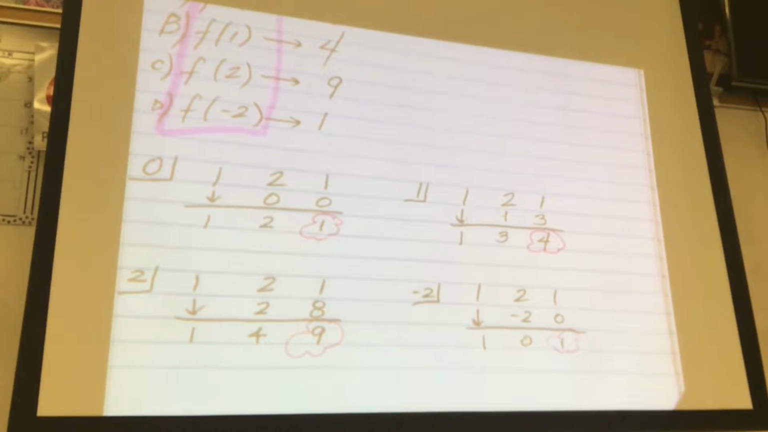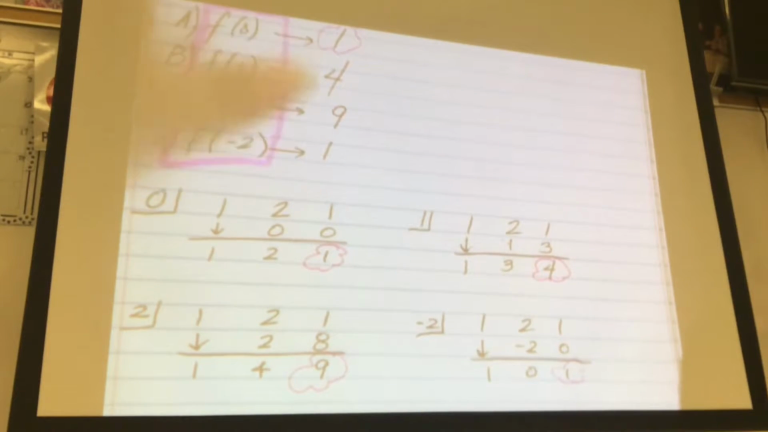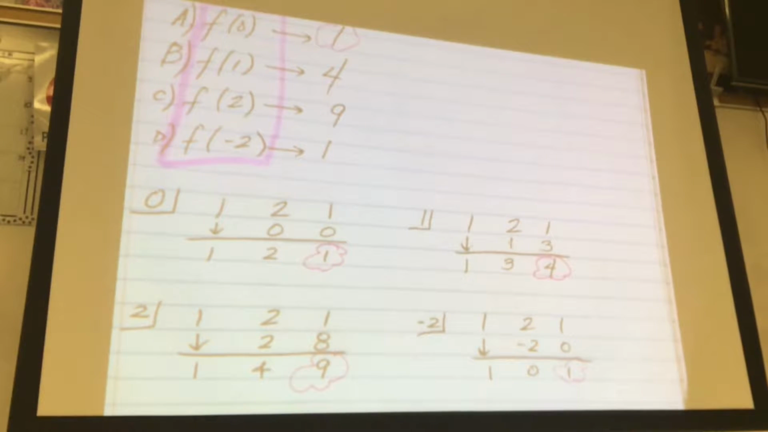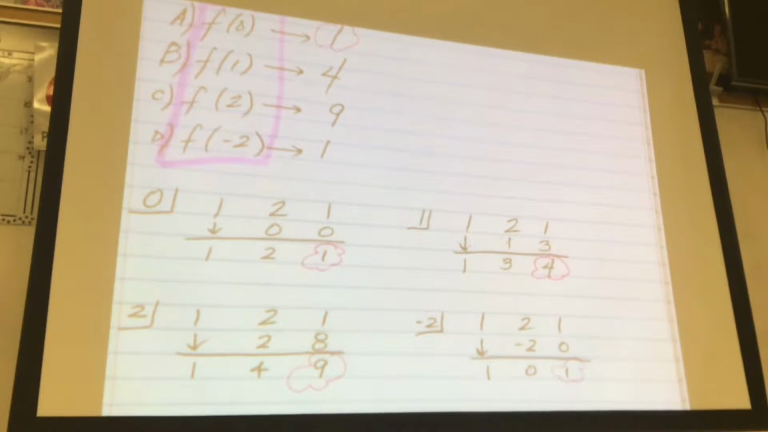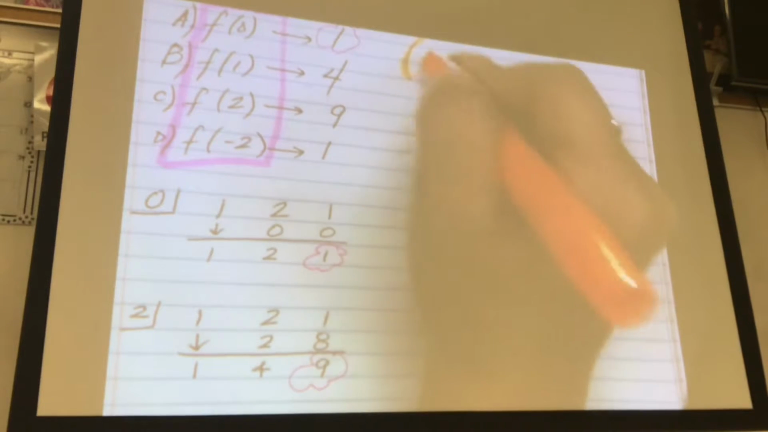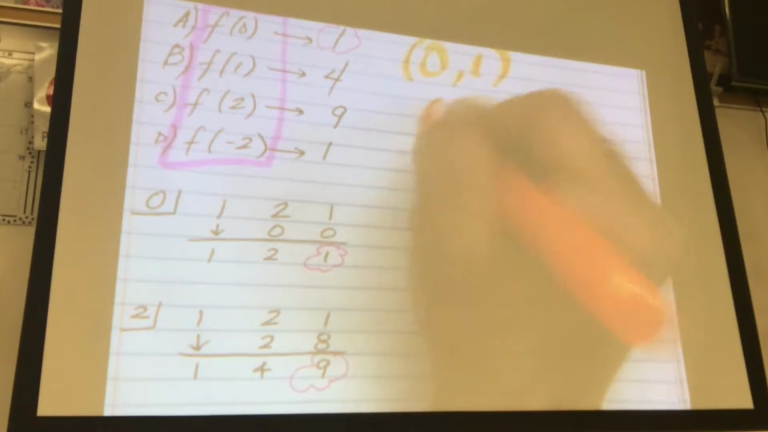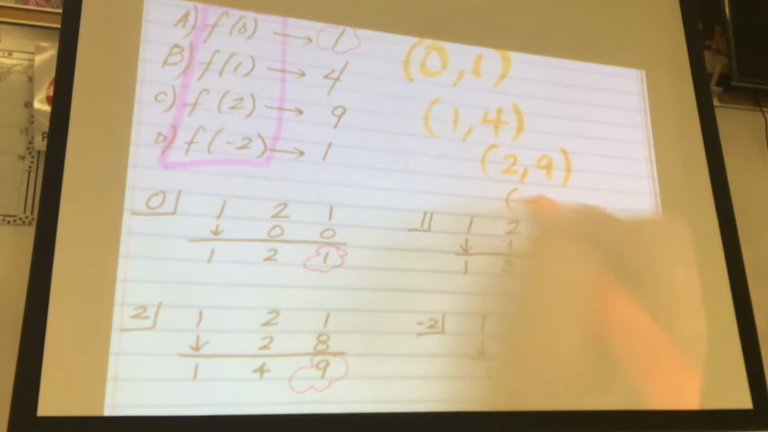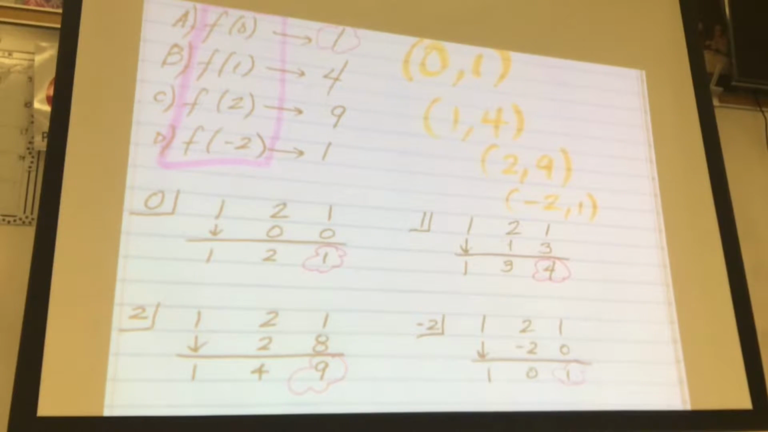So now, either through substitution by plugging in the numbers or with synthetic division, I was able to concur that 4 points on this parabola are 0, 1, 1, 4, 2, 9, and -2, 1. I know that all 4 of those points pass through my parabola.